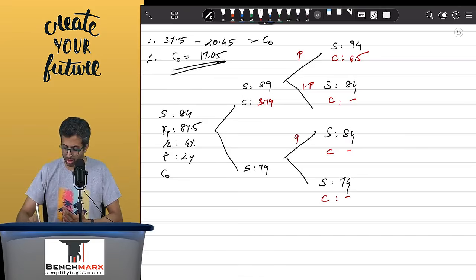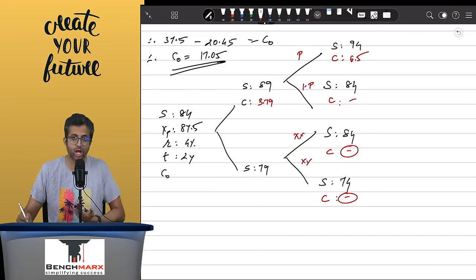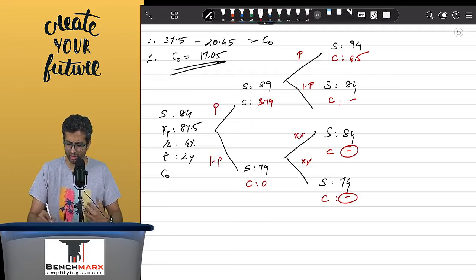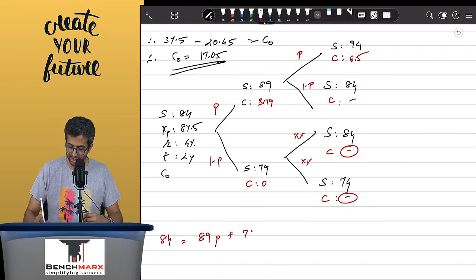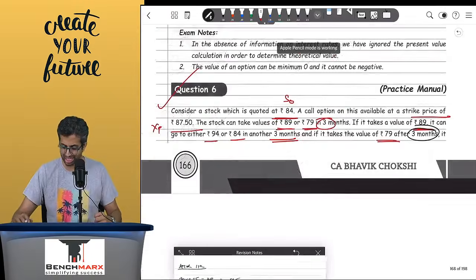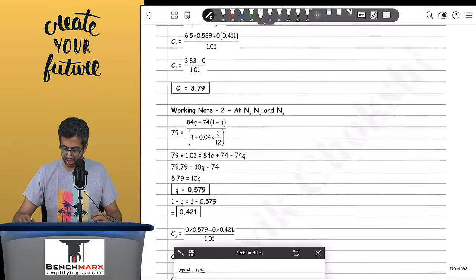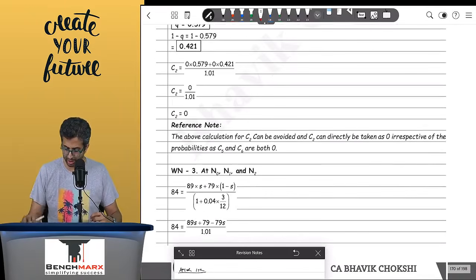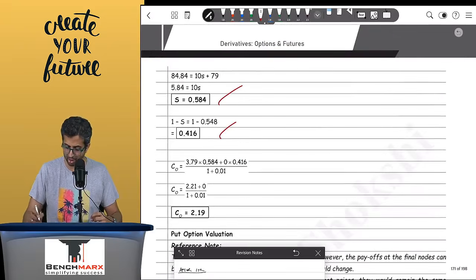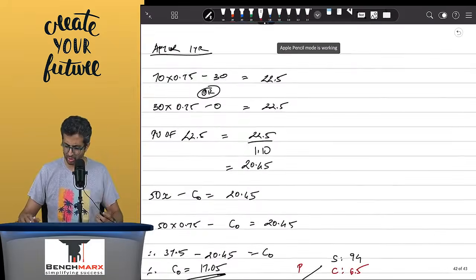Now, honestly, over here you need to find the probabilities even at these two levels. However, ultimately the value is 0, and hence whatever be the probabilities, the probability-weighted value of this option has to be 0. Now you want to find the value today, which means again you need to do p and 1 minus p, and you need to do the same working. That is, 84 today is equal to 89 into p plus 79 into 1 minus p, the entire term upon 1.01. You do some math and you will get the answer. So if I directly refer to these answers over here, this will come to a probability of 0.584 and 0.416.